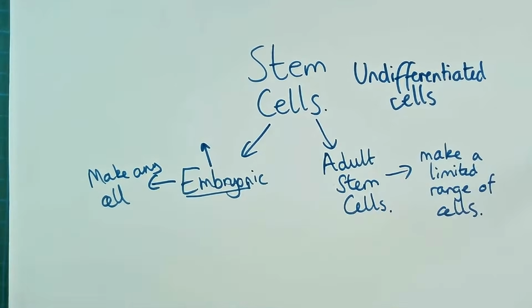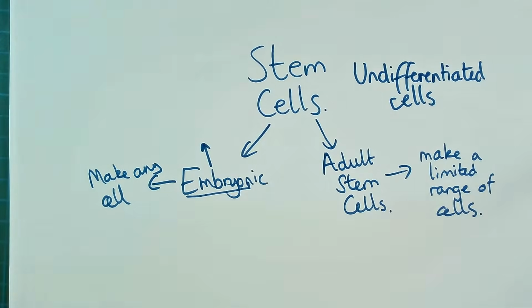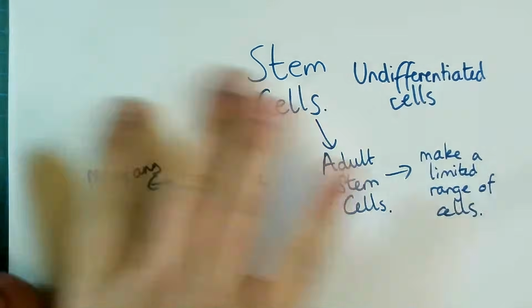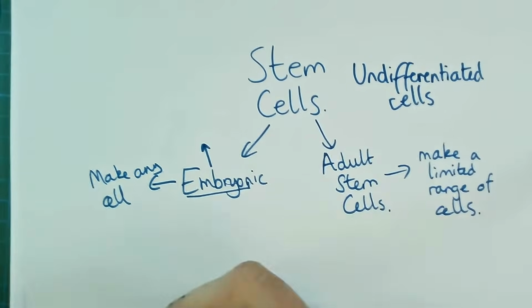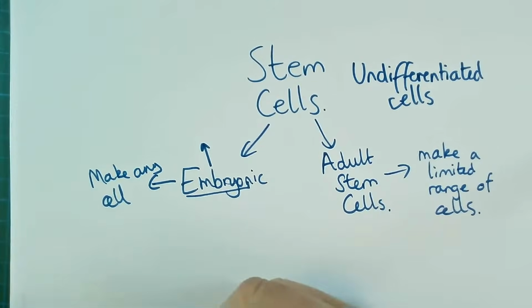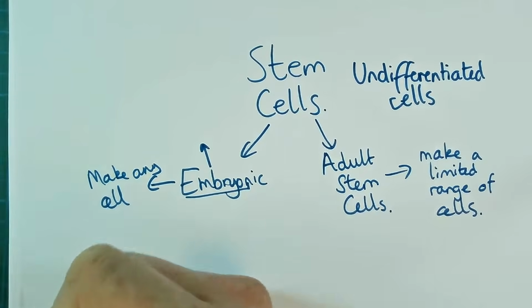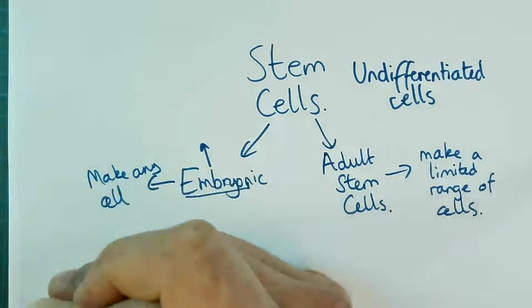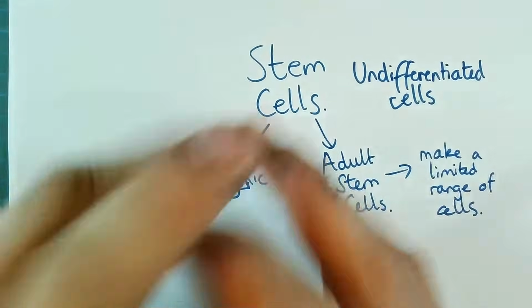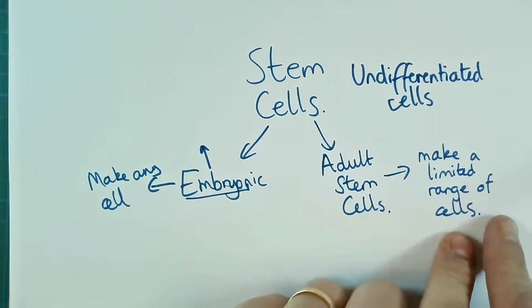What do they like to talk about? They like to talk about and ask about treatments, like the advantages and disadvantages of different types of treatment. Sometimes they like to talk about the moral aspects of it. Embryonic stem cells, in theory, come from embryos which could be implanted into a woman and make a new baby. So they like to talk about those kinds of moral aspects. But the key thing really is to think about stem cells as undifferentiated cells. Embryonic ones can make any type of cell. Adult stem cells make a limited range of cells.